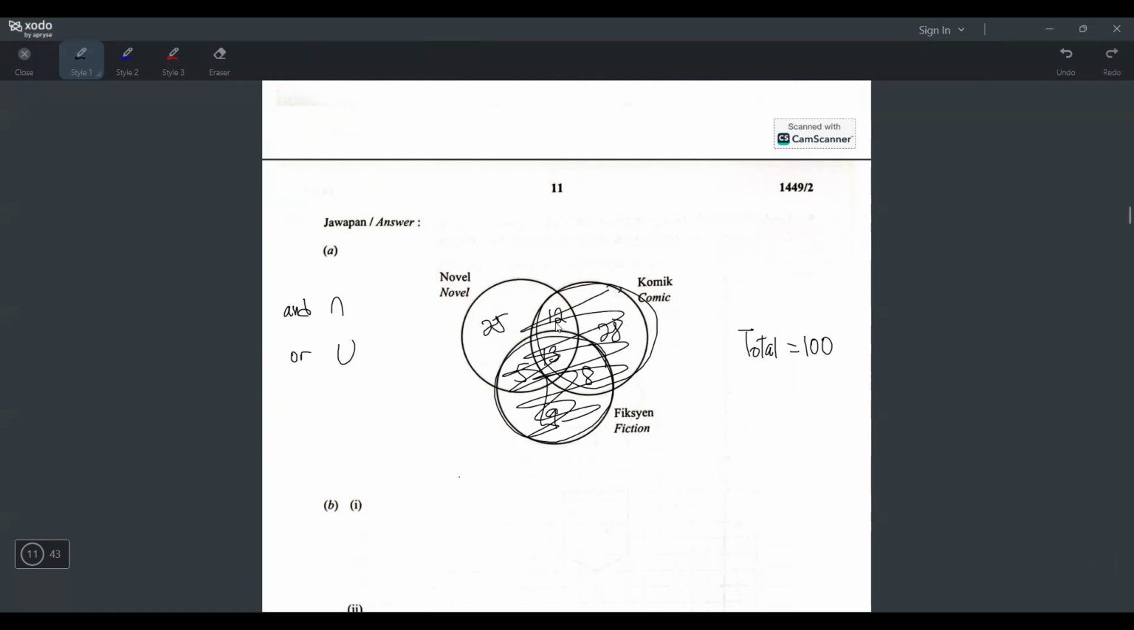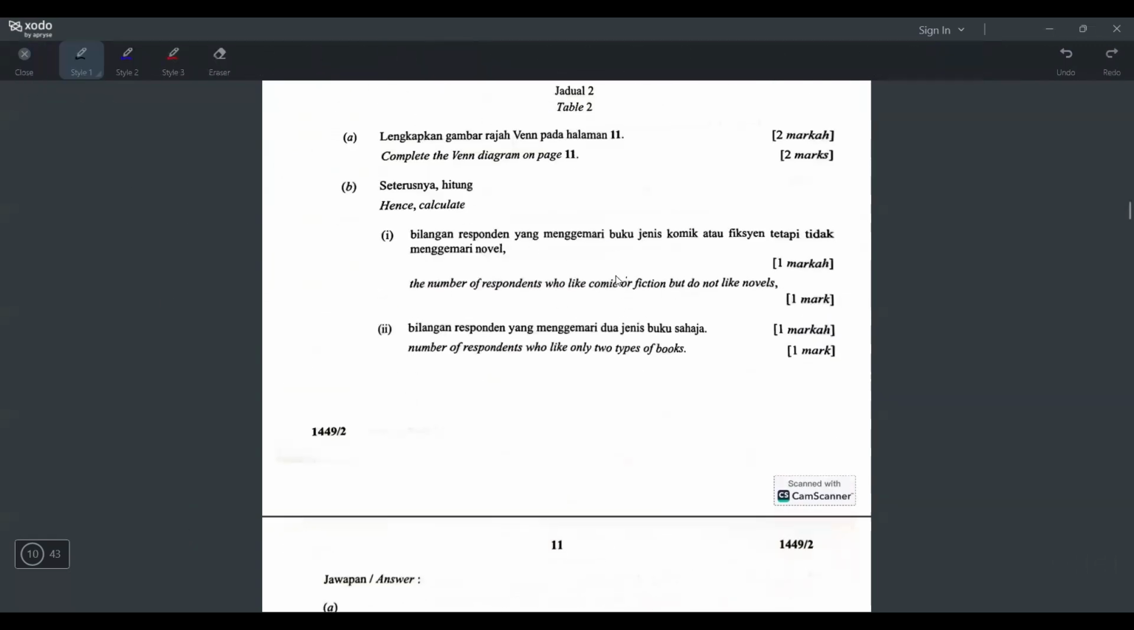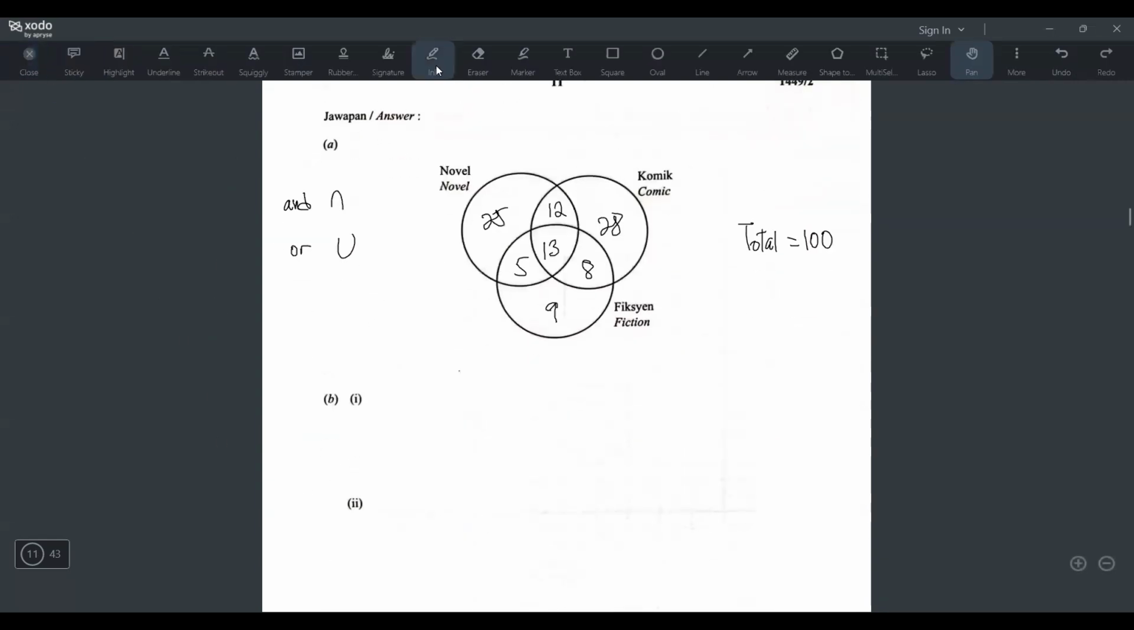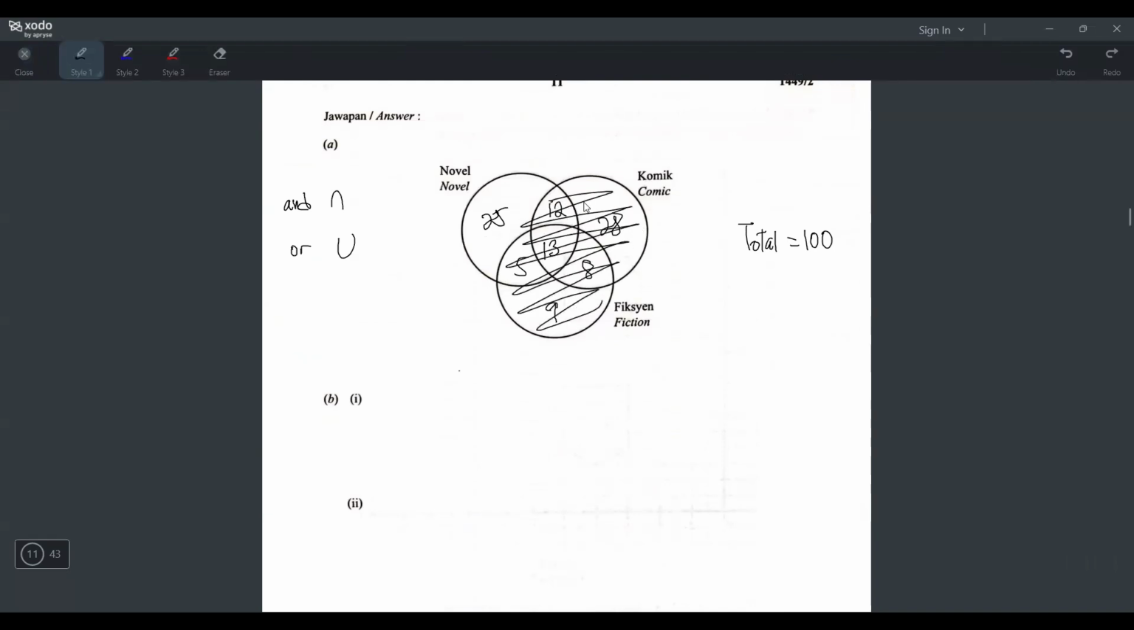Because "or", or atau, means if you like comic only, you are taken; if you like fiction only, you are also taken; if you like both, you are also taken. It means you like one of them, can take, or like both, also can take, right? So those who like comic only, those who like fiction only, and those who like both are all taken. So what do you think, comic or fiction? The number of students would be all this one. So it will be 12 plus 28 plus 13 plus 8 plus 5 plus 9.